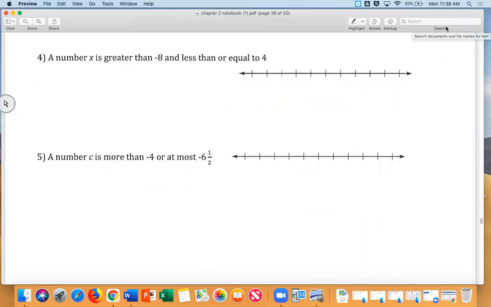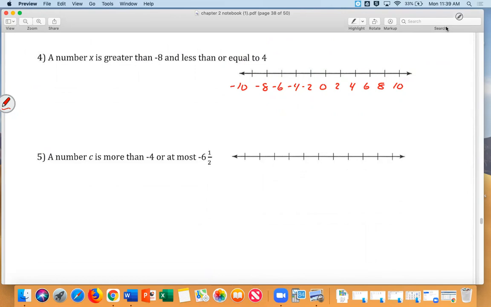All right, a number x is greater than -8 and less than or equal to -4. So Louis, what two numbers do I need on a number line here? Okay, so Louis, make a number line that has -8 and -4 on it. Okay. All right, so I just counted by twos.